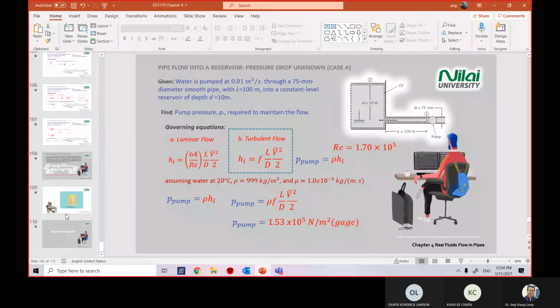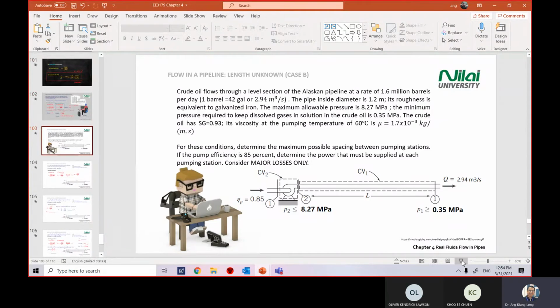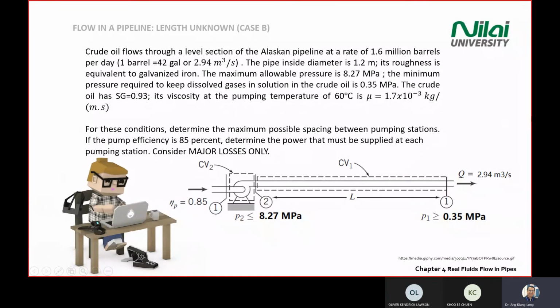Sure. Yeah, okay, one more example. All right, so let's say we have a question something like this. You have a pump on the left-hand side, and again our equation here, we look at the friction. You have crude oil flowing through the pipe here, so you have point 1 and 2. Let's read the statement. Crude oil flows through a level section of the pipeline at a rate of 1.6 million barrels per day. 1 barrel equals 42 gallons, or 2.94 meters per second.